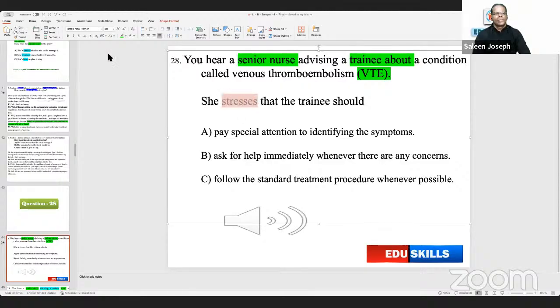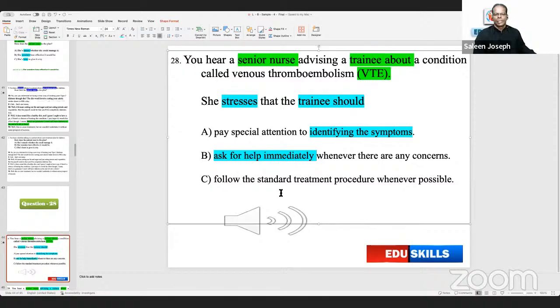What she stresses. She stresses what the trainee should do. She says the trainee should do something. Option A: identifying the symptoms. Then ask for help. Ask for help immediately. Okay, or ask for help.